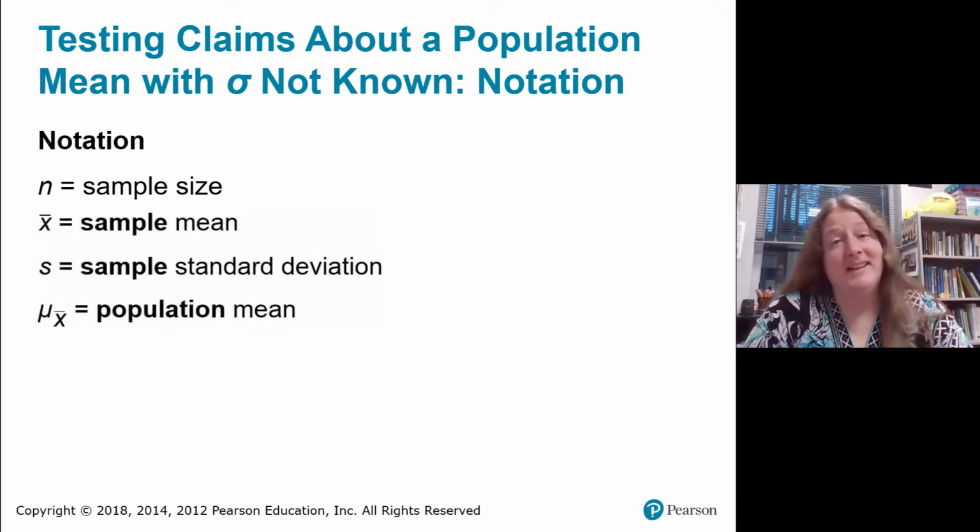Our notation hasn't changed. n is our sample size, x bar is our sample mean, s is our sample standard deviation, and mu is our population mean. You'll notice that we have mu sub x bar here. Remember, this is the mean of our sampling distribution of means, which is an unbiased estimator of our population mean.